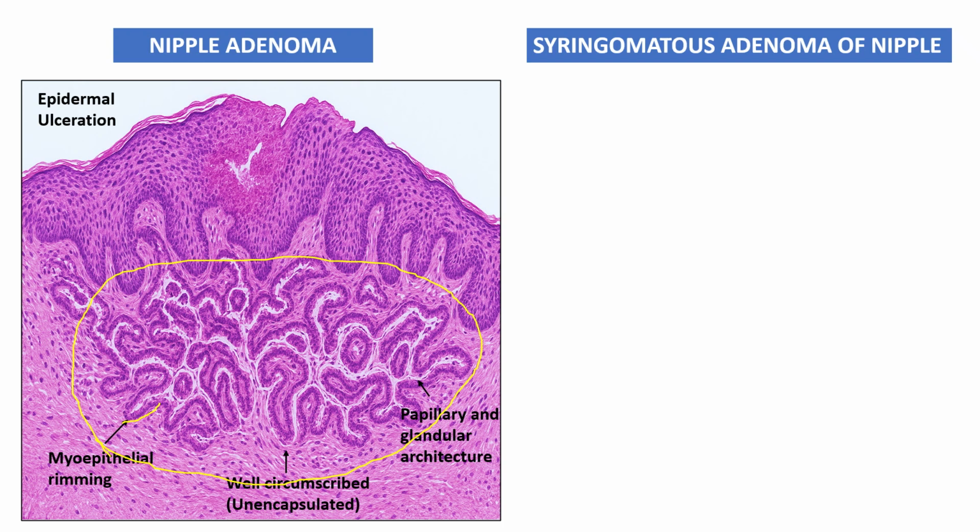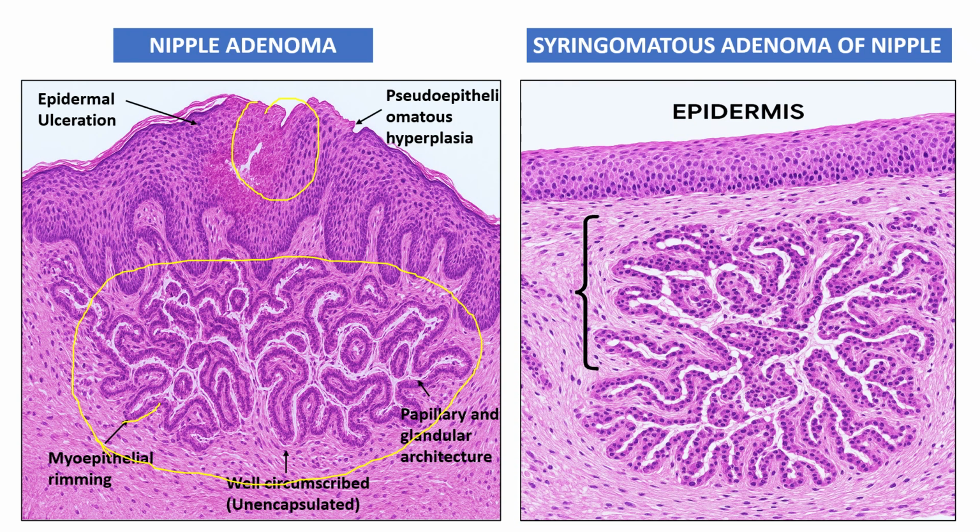And in the epidermis, you are able to see epidermal ulceration, as you can see here. So this is epidermal ulceration and pseudoepitheliomatous hyperplasia. There is pseudoepitheliomatous hyperplasia in the epidermis. So with all these features, final diagnosis is nipple adenoma.